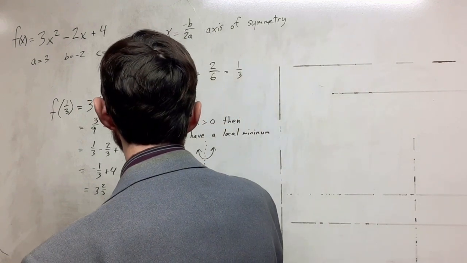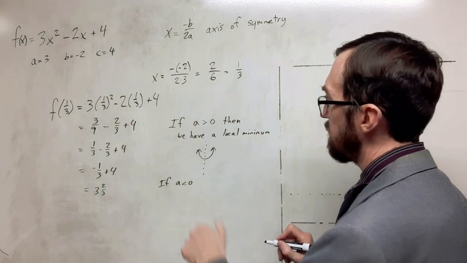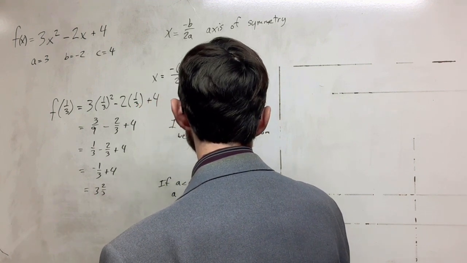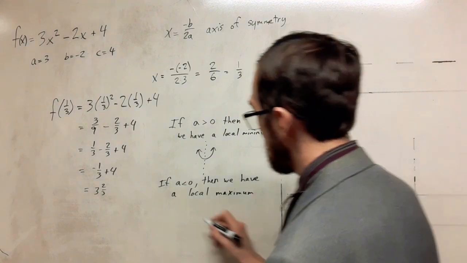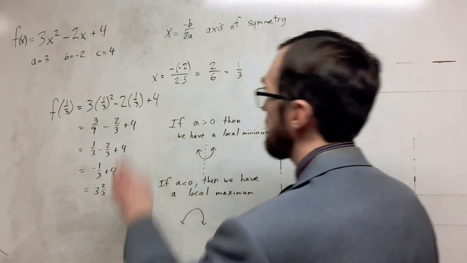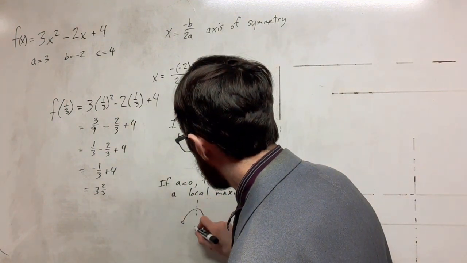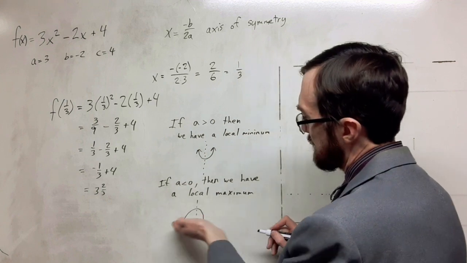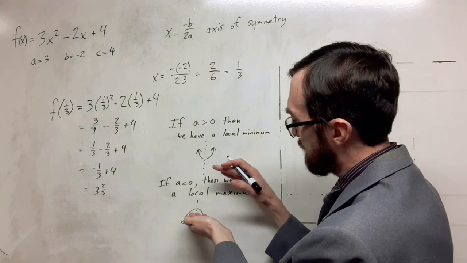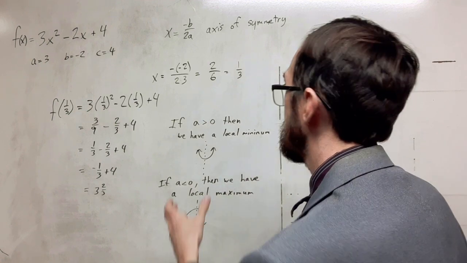Then if we have that a is less than 0, we'll have a local maximum. The reason for that is we will have a parabola that opens down when the a value is negative. So the axis of symmetry runs through here, and we will see that this is like a hilltop. So this is the highest y value, and all the y values in the range will be below that.